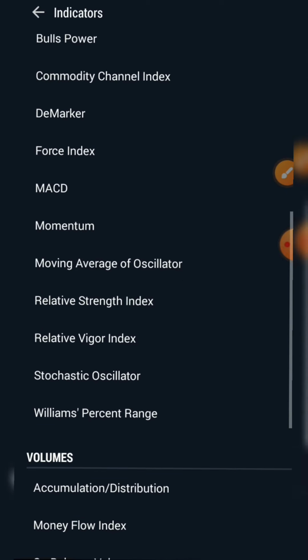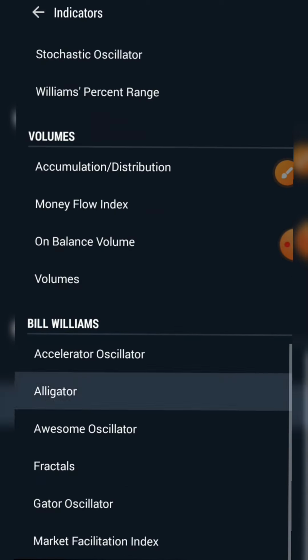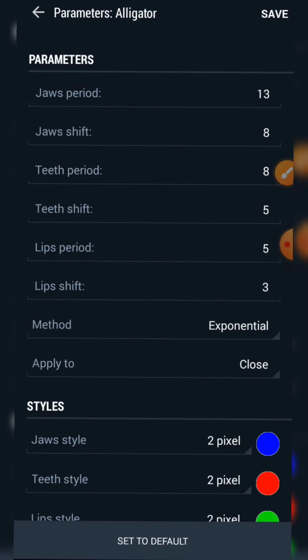Now, there is something we all know for a long time. It is called Alligator. Now, this Alligator, the one we'll be using is 13. The jaw period is 13. Jaw shift is 8. Teeth period is 8. Teeth shift is 5. Lips period is 5. Lips shift is 10. Then the method I'm using is exponential.